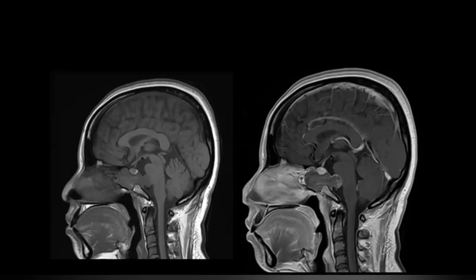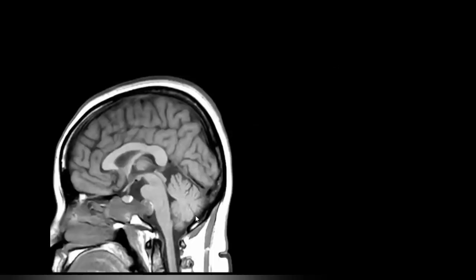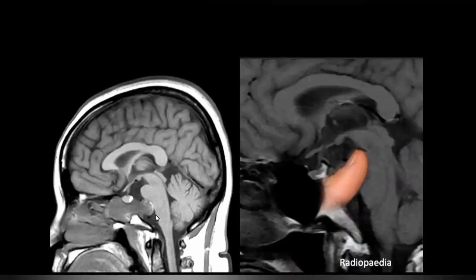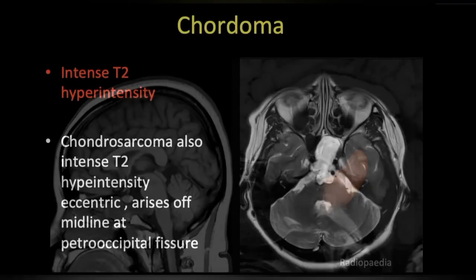So here is this patient. This is the lesion. It is pressing on the pons like a thumb. And here is the thumb from Radiopaedia. Hopefully everybody will remember this sign from now on. So what are our features? Well-defined margin, very hyperintense on T2, and there is a thumb impression. So that is your chordoma. Thank you, sir. Thanks.